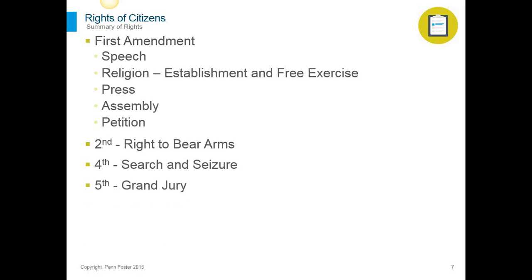The Fifth Amendment does require what's called a grand jury. In order for a prosecutor to collect evidence, there has to be a grand jury of peers. So other citizens have to get together and agree that a prosecutor or the police should be collecting certain types of evidence. The Fifth Amendment also denies double jeopardy.